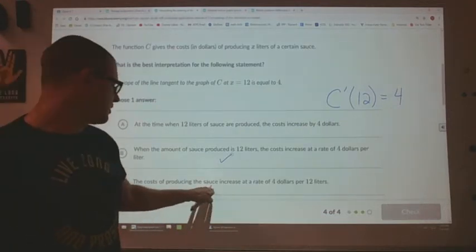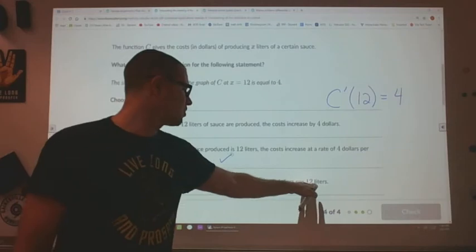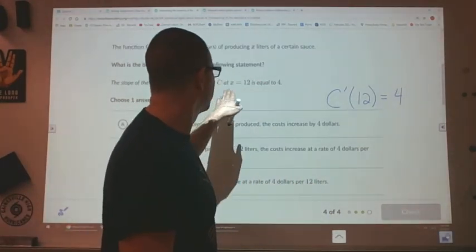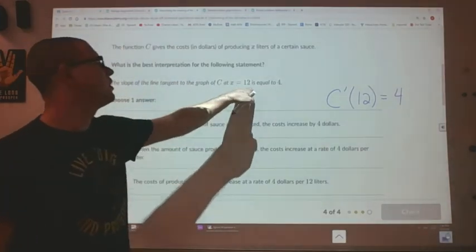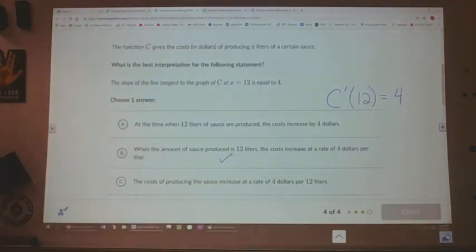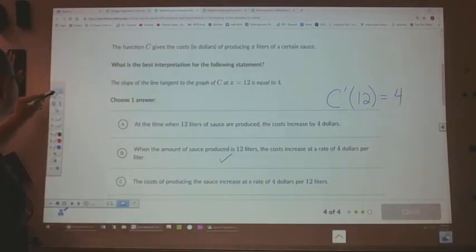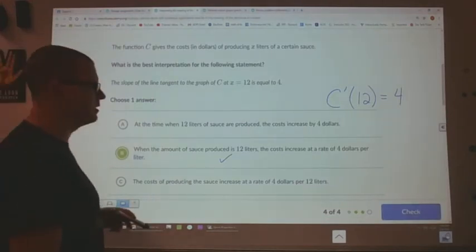The cost of producing the sauce increased at a rate of $4 per 12 liters. That's not what this says at all. It's telling us that the rate of change of producing 12 liters of sauce is $4 per 1 liter. So in this case, we're going to go with B. I don't even need to look at C or D.